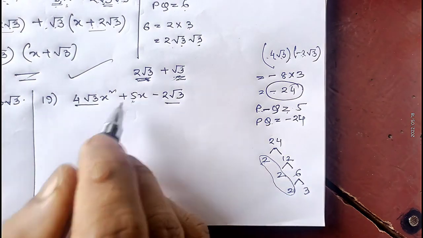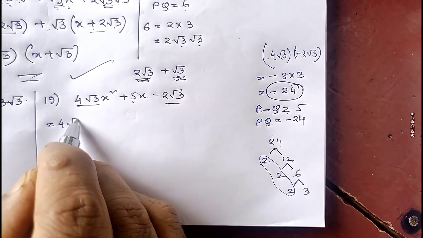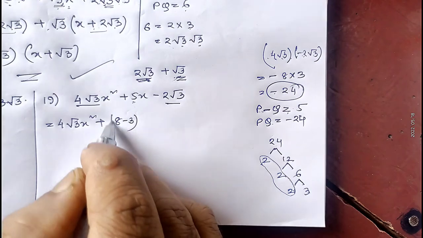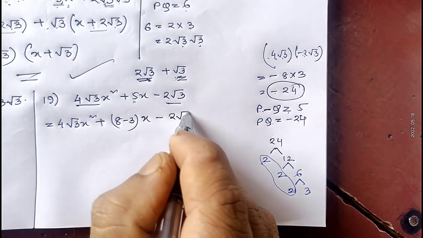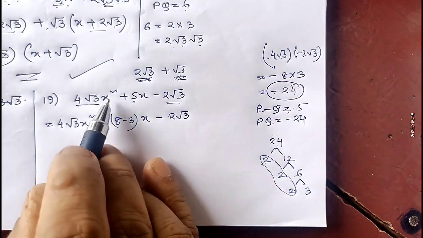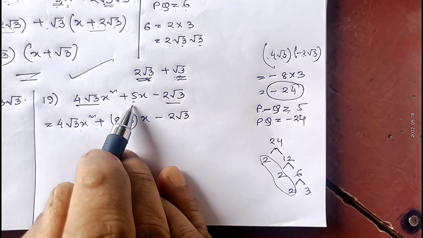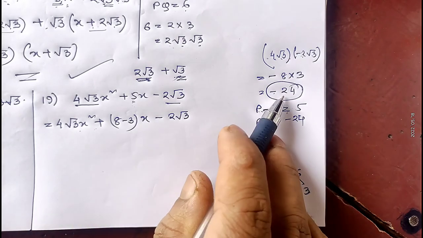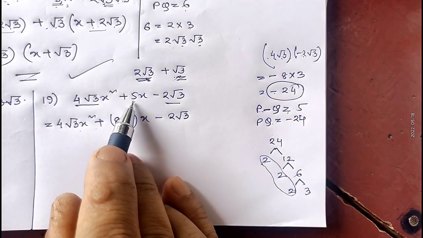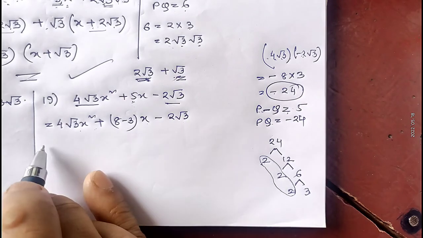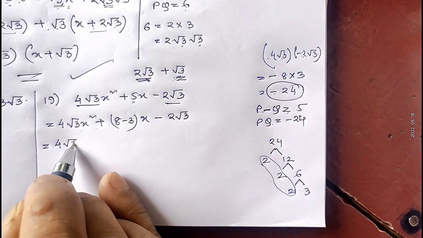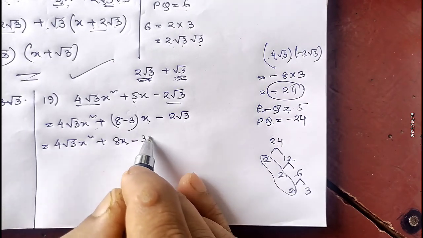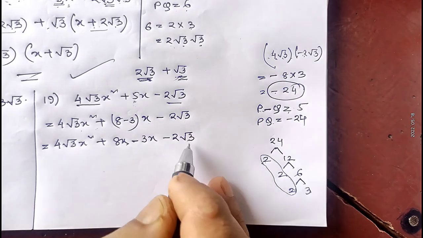So instead of 5 we are writing 4 root over 3 x square plus 8 minus 3 x minus 2 root over 3. Instead of 5 we are writing 8 minus 3, because 8 and minus 3, if I multiply, it will be minus 24, and 8 minus 3 will be 5. So 4 root over 3x squared plus 8x minus 3x minus 2 root over 3.